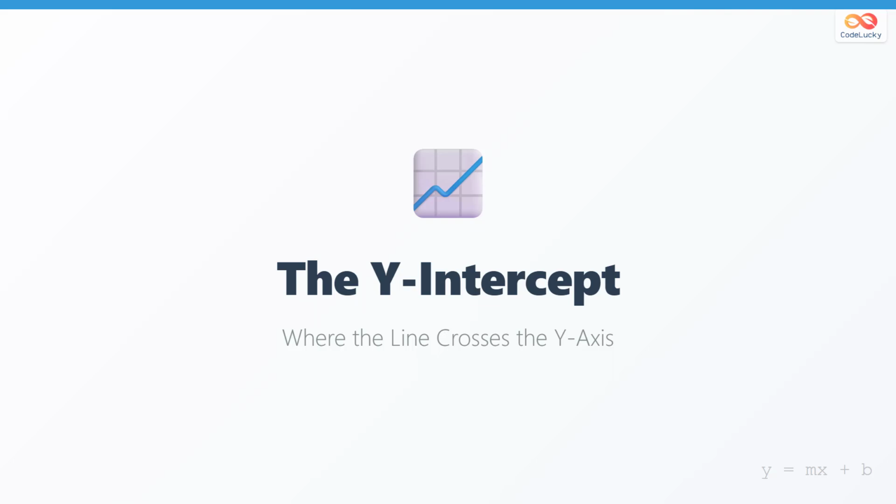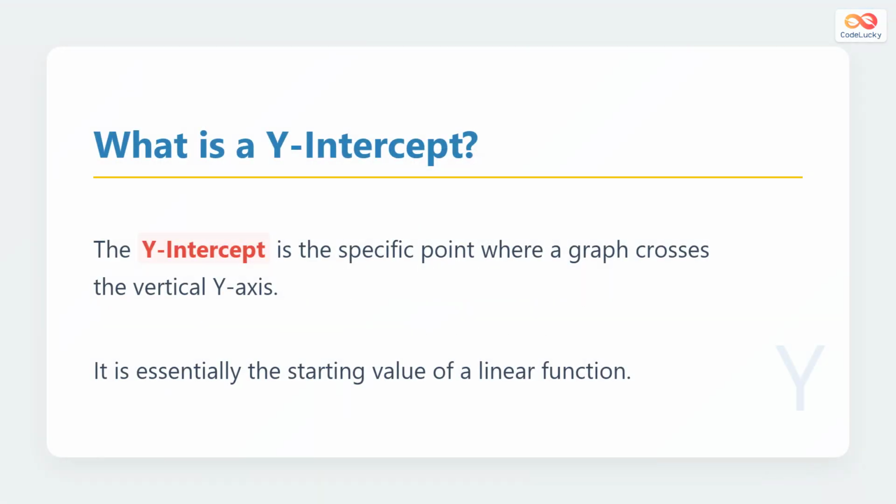Today, we are going to explore the concept of the y-intercept. This is a fundamental concept in graphing linear equations that will help you understand how lines behave on a graph. So, what exactly is a y-intercept? Put simply, it is the precise point where a line crosses the vertical y-axis on a graph. You can think of it as the starting value of a relationship or function.